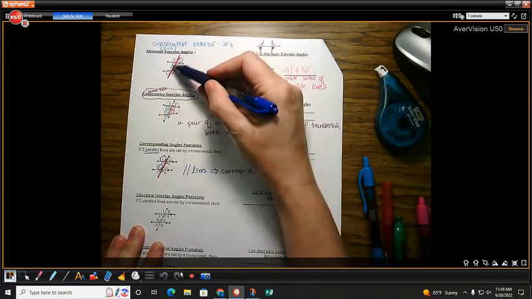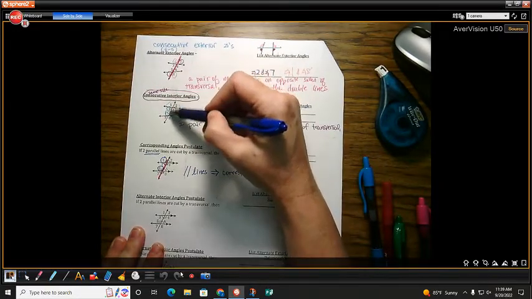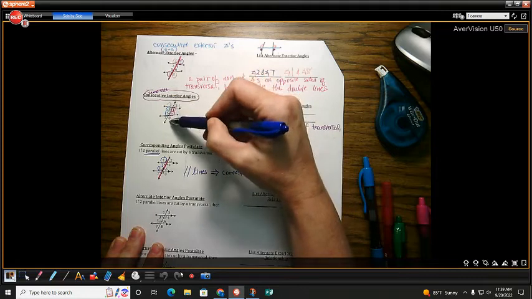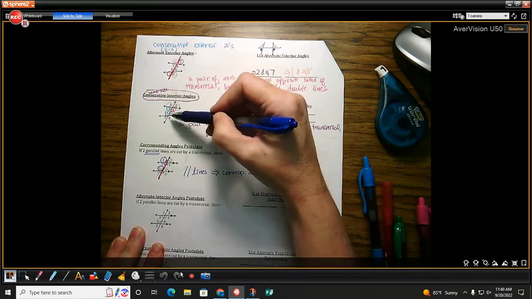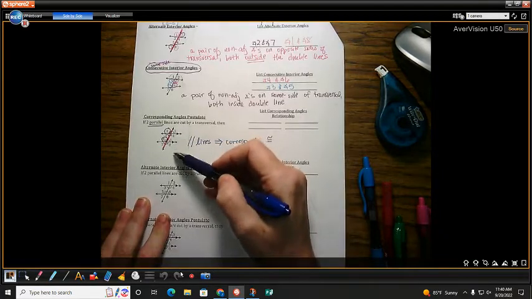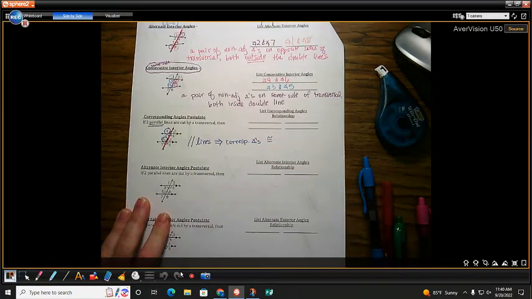Does that work if your lines aren't parallel? Up here, these lines aren't parallel. Do 1 and 5 look congruent here? No, and they're not. But as soon as your lines are parallel, your corresponding angles will be congruent.